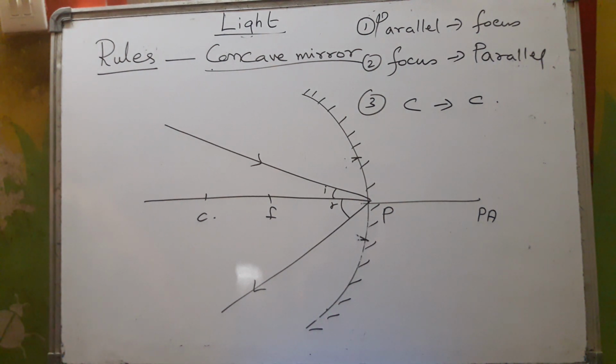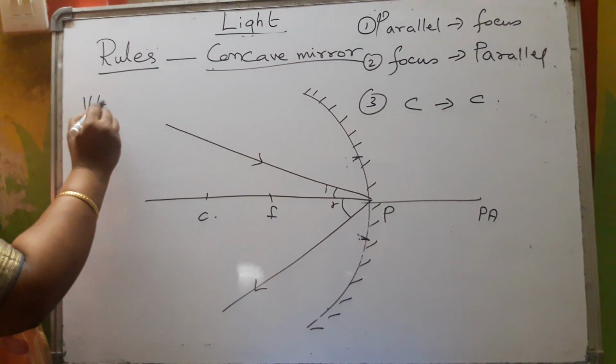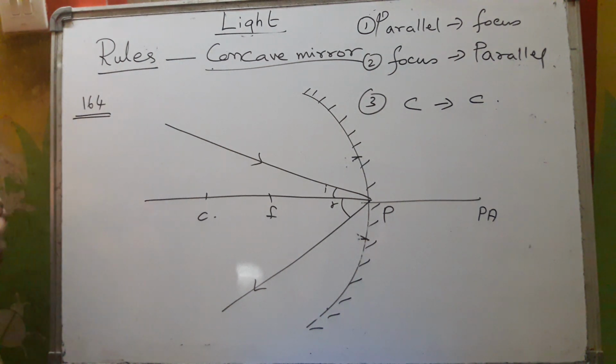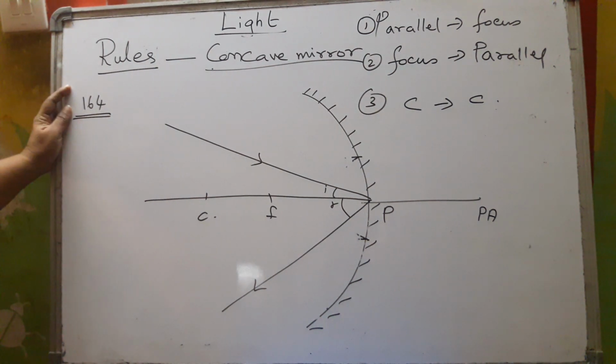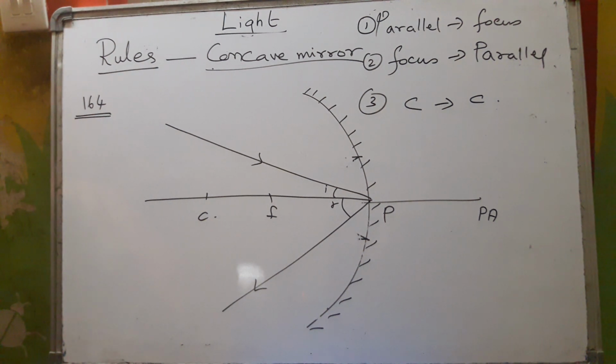We have 6 ray diagrams to draw, and before I go to the ray diagrams, you have a tabular column on page number 164. Page 164 you have the tabular column. You need to learn the tabular column so that it will be easy for you when you go ahead with the ray diagrams. We'll stop with this, children.